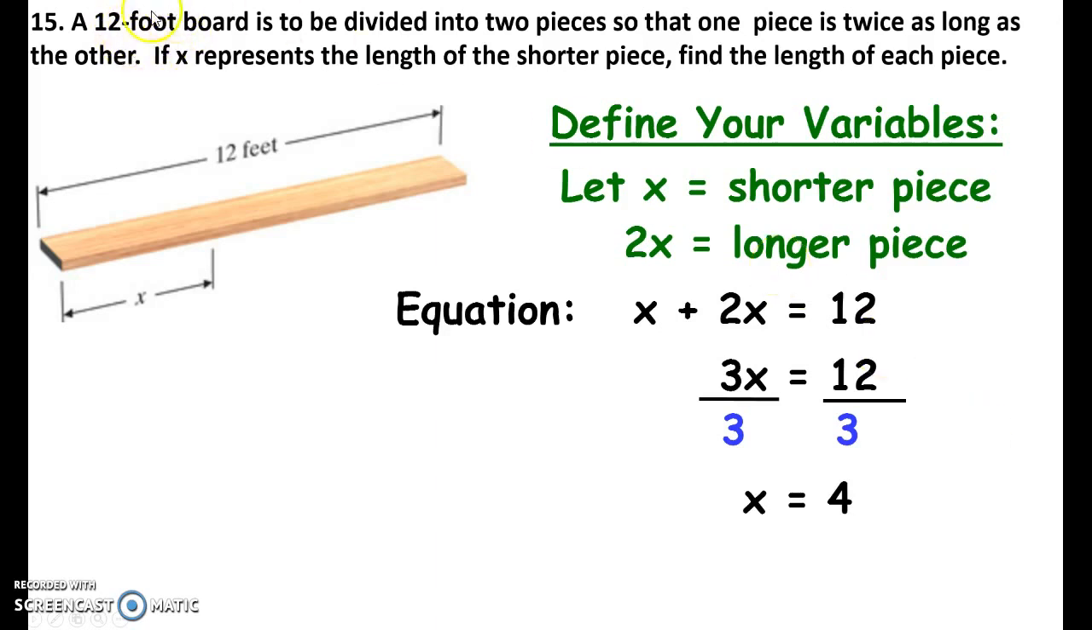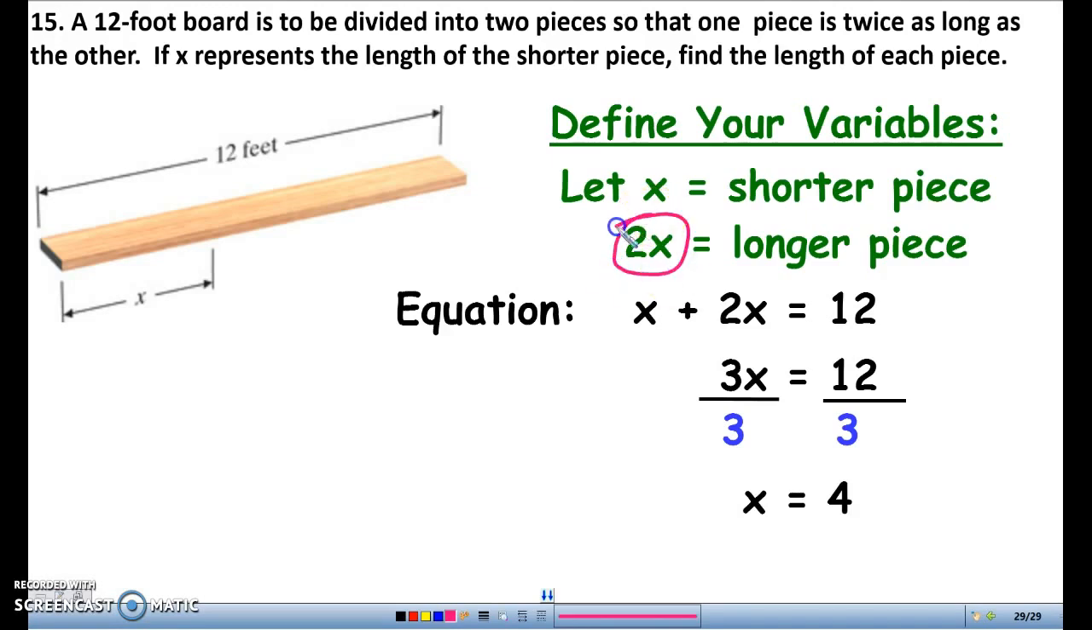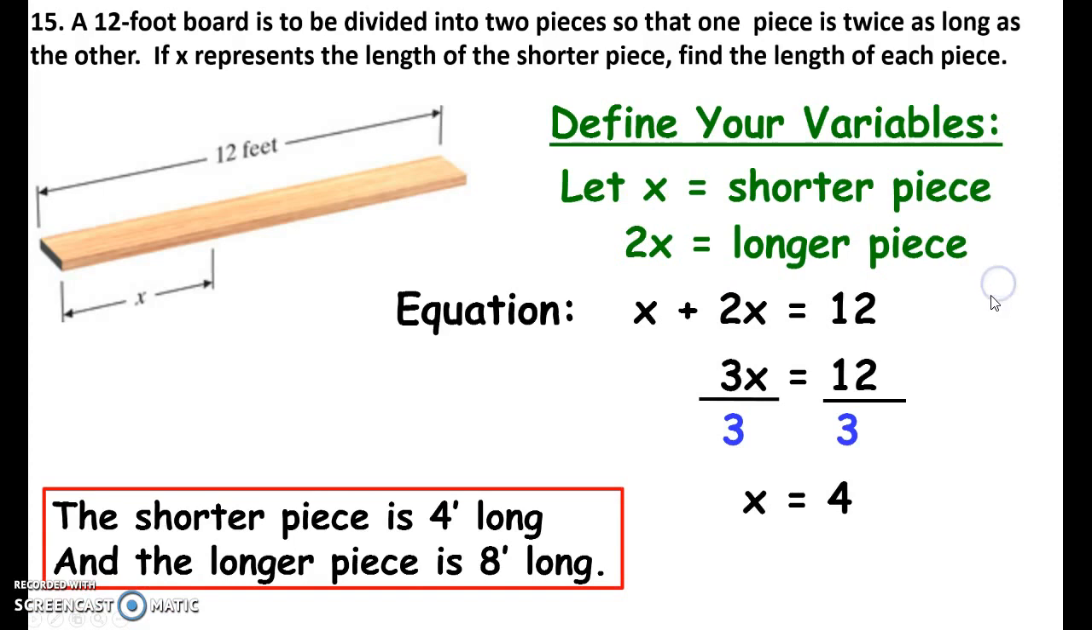Yeah, 4 feet. So one board is 4 feet and the other board is twice that length. Plug it back into here. And the other one is 8 feet. And you can double check your answer. 4 feet plus 8 feet better add up to the total length of 12 feet. And it does.